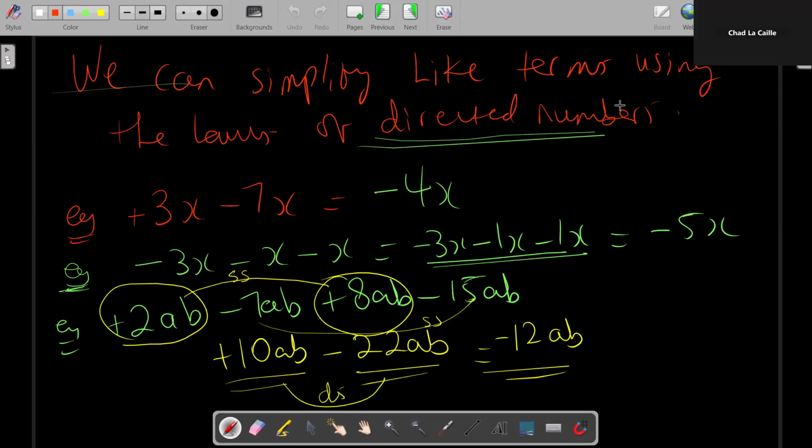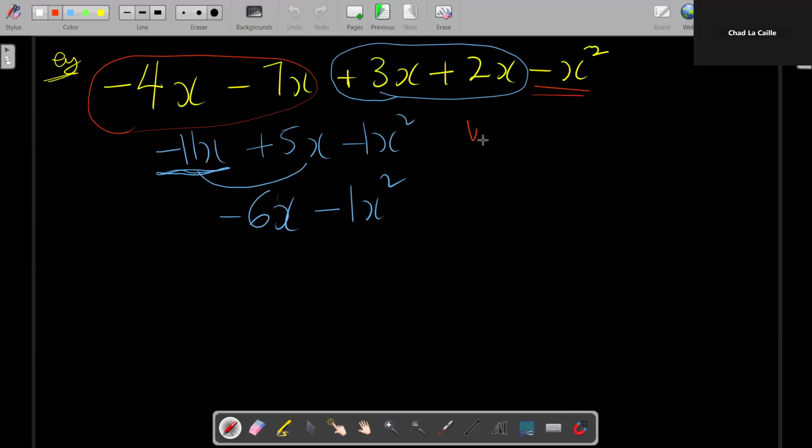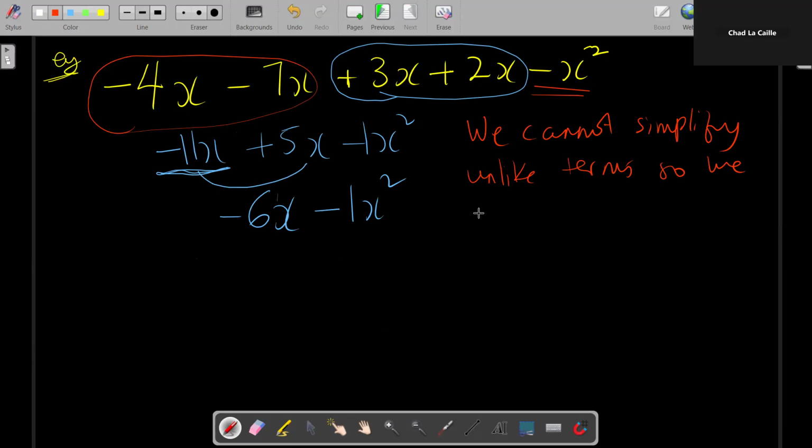Good. So we can simplify like terms. The note says we can simplify like terms using the laws of directed numbers. There's a next note here now when you're writing on your notes: we cannot simplify unlike terms. So we leave them as is. You understand what as is means? You leave it as is. Then we'll do our next example here, students, and then we go end the meeting.